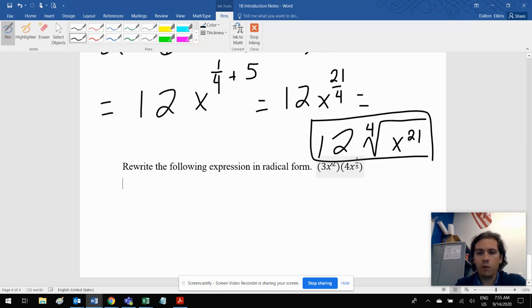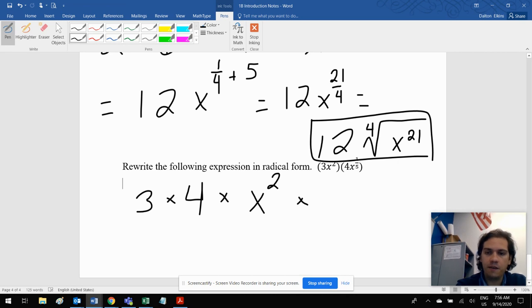So next one we've got 3x squared times 4x to the power 1/5. So once again, I'm going to do 3 times 4 times x to the power 2 times x to the power 1/5. And that's kind of creepy, but 3 times 4 is another combination equal to 12, three 12s in a row. And then again, I'm going to add these exponents.